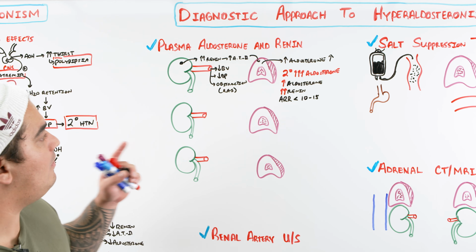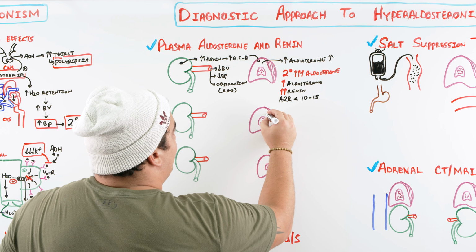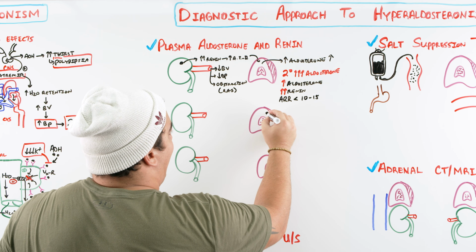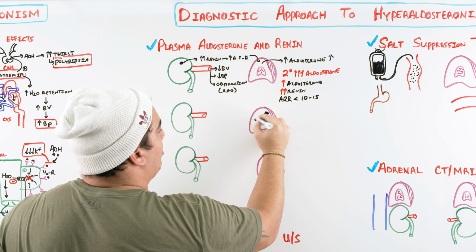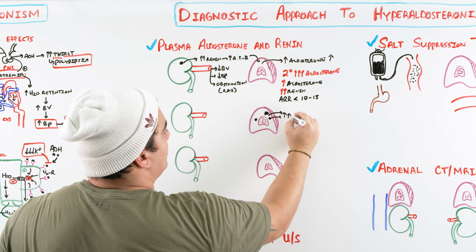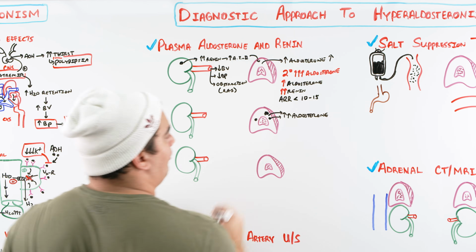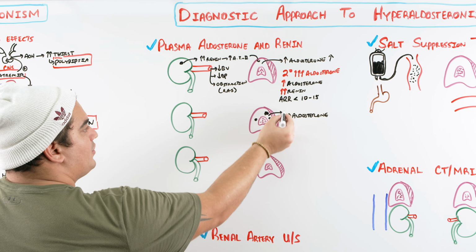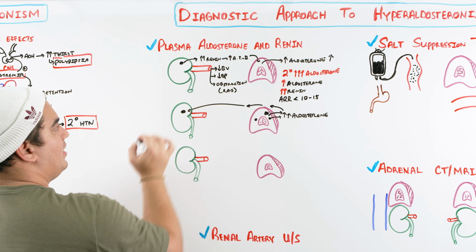All right, next one. We have a problem where now the issue here is that you have an adenoma or a carcinoma, or you have hyperplasia, and this is causing a massive increase in the aldosterone. So the aldosterone production is through the roof. And whenever aldosterone levels are in high amounts, what does this actually do to the JG cells?